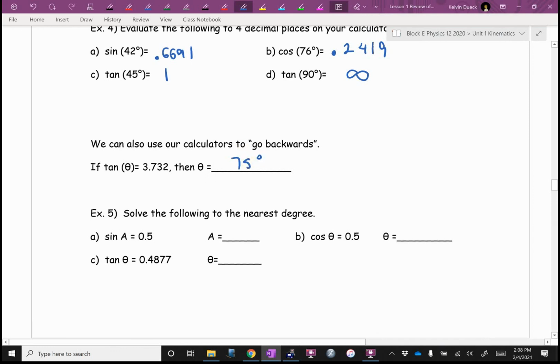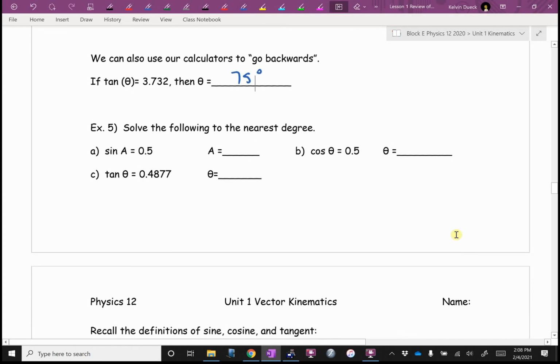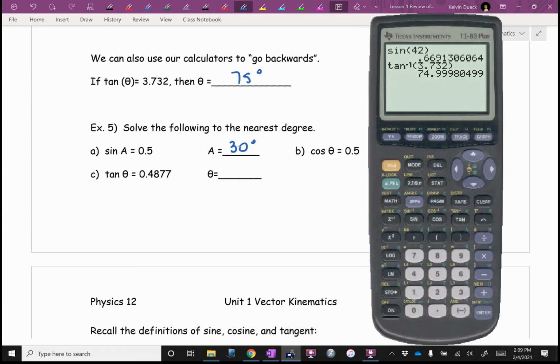So can you please try doing these three here? Find the angle that the sine or the cosine or the tangent value came from. You're going to use your second function or your inverse or your shift button. Two of these I know. I can do these in my head. I don't know this one.